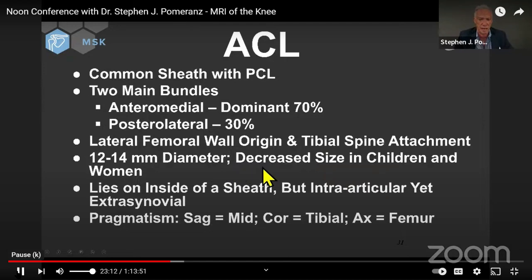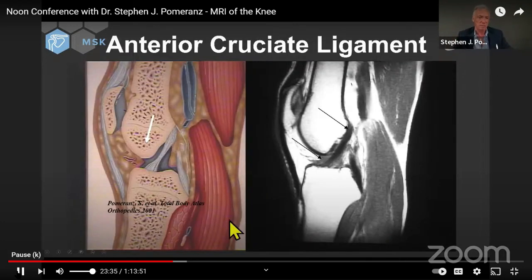In children, it's about 8. In women, it's about 9 or 10. It lies inside a sheath. Inside that sheath, there is no synovium. So this is an intraarticular yet extrasynovial structure. I use the sagittal to look at the mid ACL, the coronal to look at the tibial end, and the axial to look at the femoral end. In other words, I use all three planes.